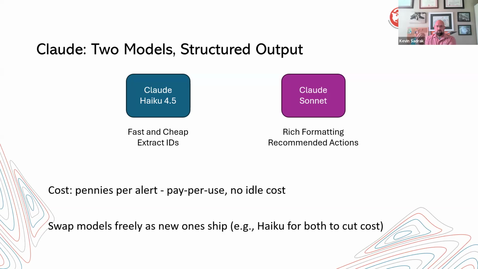So the very first model that I'm using is the Claude Haiku. It's fast and it's cheap, which are things that don't generally go together. But it's really good at parsing that JSON and finding those IDs for the alerts.